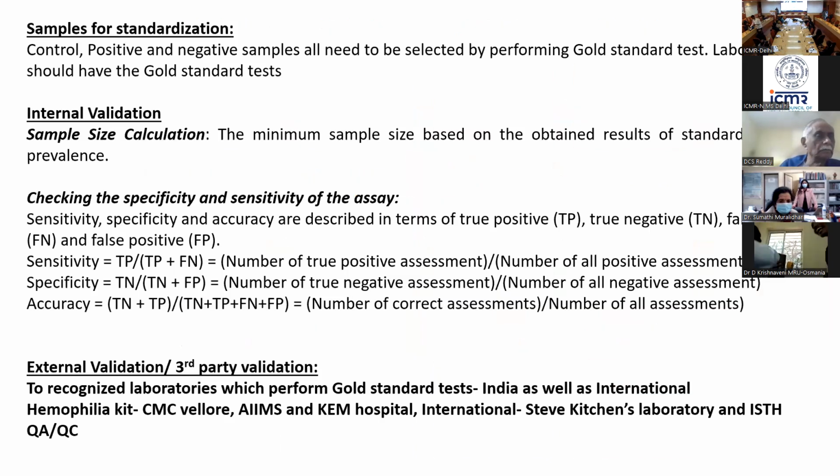Now coming to the samples, very important. If you have decided to develop a technology, you should have the gold standard methods along with it. Each and every sample you're going to use for standardization has to be first run with the gold standard method and then only used. Simultaneously, during internal validation, you have a sample size calculation depending on the prevalence. You do it with all samples first with the gold standard, then your point of care test.